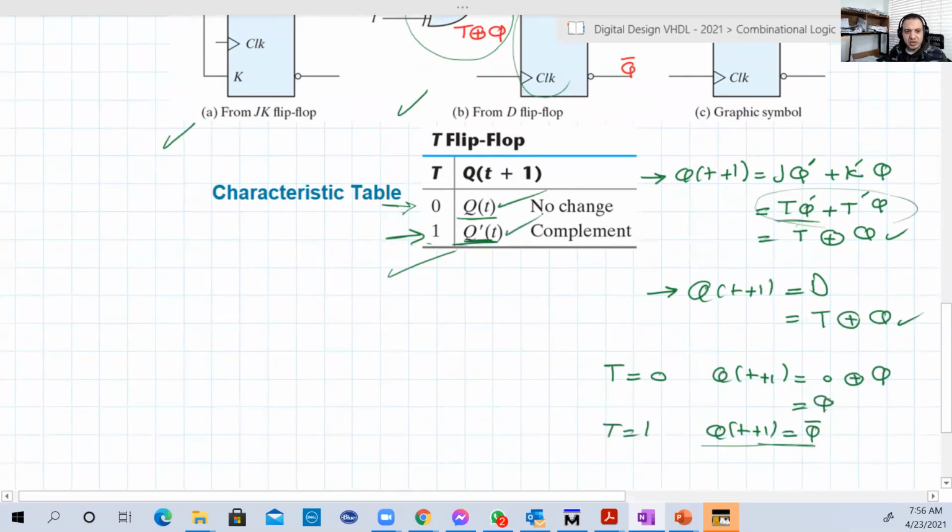Now one may ask, which one is better to use, or to design with? Look, for simplicity of analysis, or the simplicity of the design steps, the number of design steps, maybe the D flip-flop is the easiest one to use, because whenever the clock comes, the input will be copied to the output. That's it.